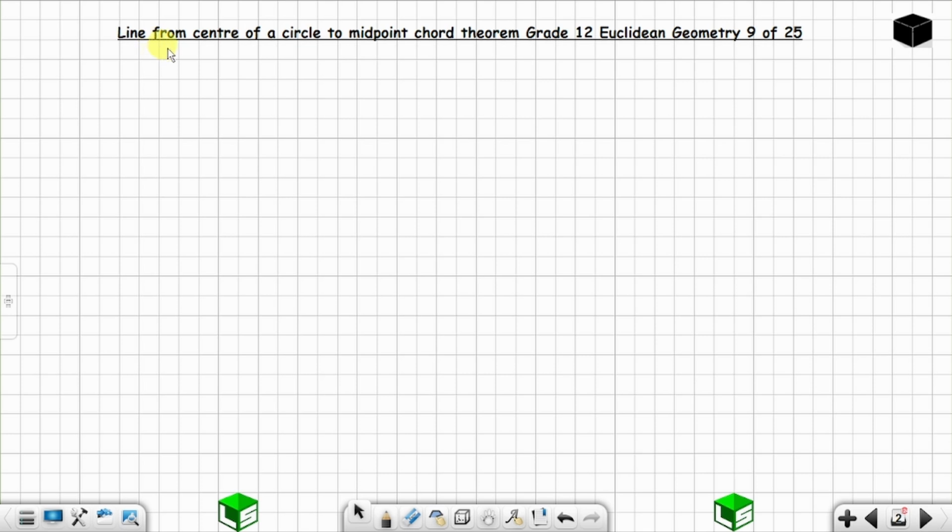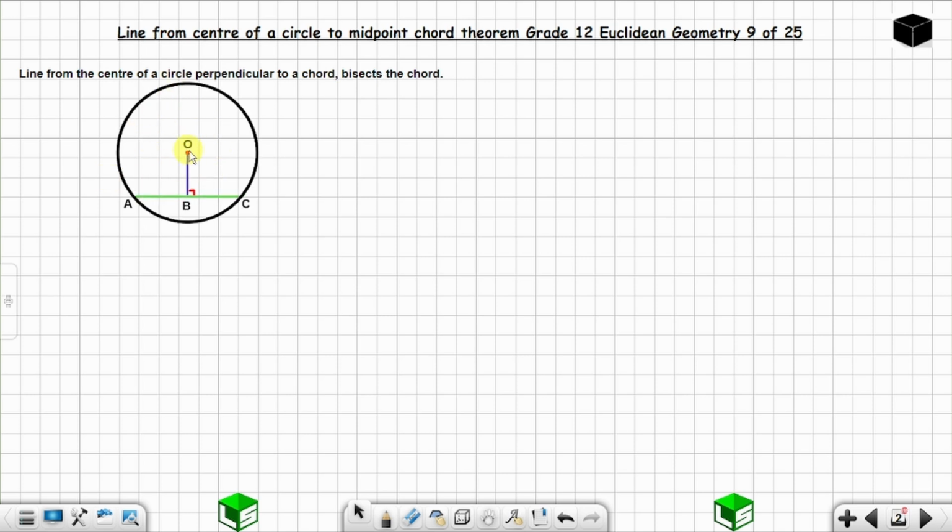Line from center of a circle to midpoint chord theorem. A line from the center of a circle perpendicular to a chord bisects the chord. To bisect means to divide something into two equal parts. So when you have a line from the center of a circle perpendicular to a chord, the chord is bisected.